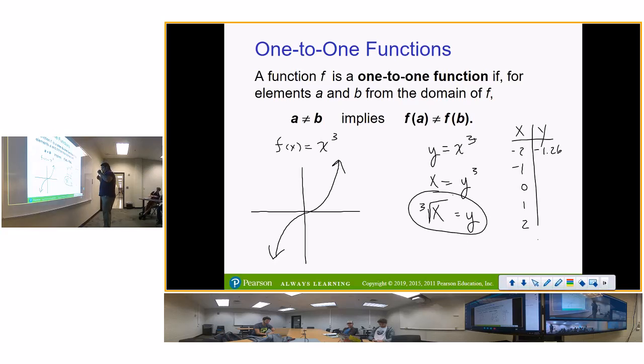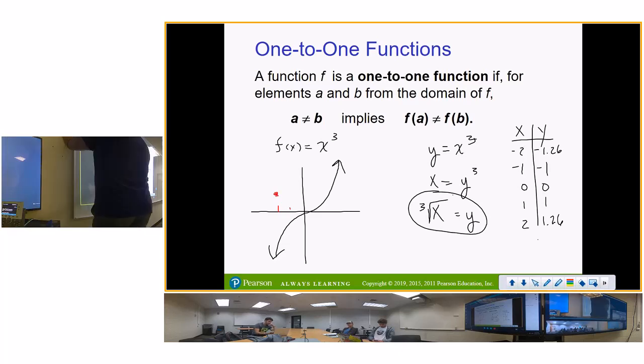Cube root of -1 is -1. Cube root of 0 is what? 0. 1 and 1.26. So graph those, and we'll do that in rouge. So -2, -1.26. I'm exaggerating a little bit. -1, -1. And 0, 0. And then, of course, 1, 1 be like this. And then 2, it would be like this. Yeah, that's what I thought it was going to look like.